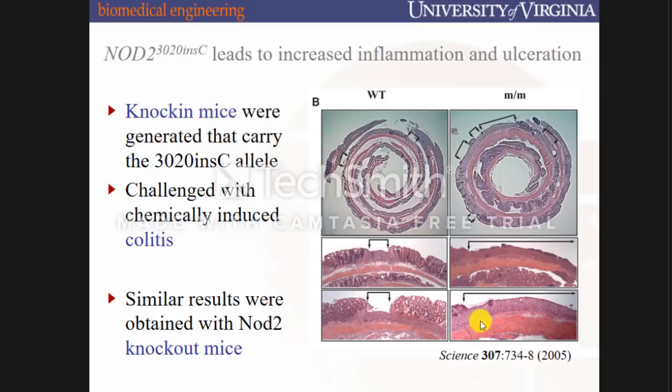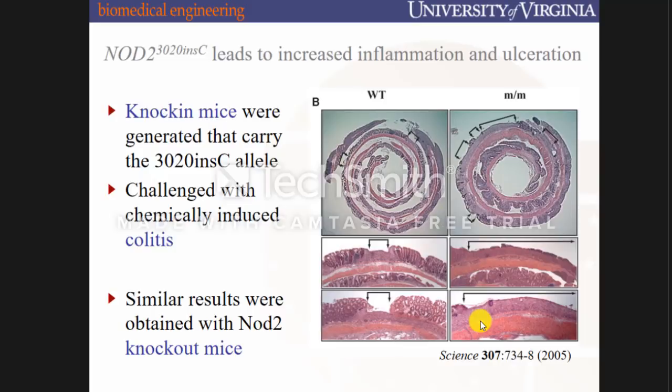And so what they used is they generated a knock-in mice. So we have knockout mice where we try and delete the entire gene. But with knock-in mice, they can carefully insert mutations. And what they did was they used the same mutation noted in the paper I just talked about with that family pedigree. They used that 302 insertion C allele, inserted into a knock-in mouse, and looked at inflammation within the GI tract in response to some stimulus that creates inflammation in the GI tract.